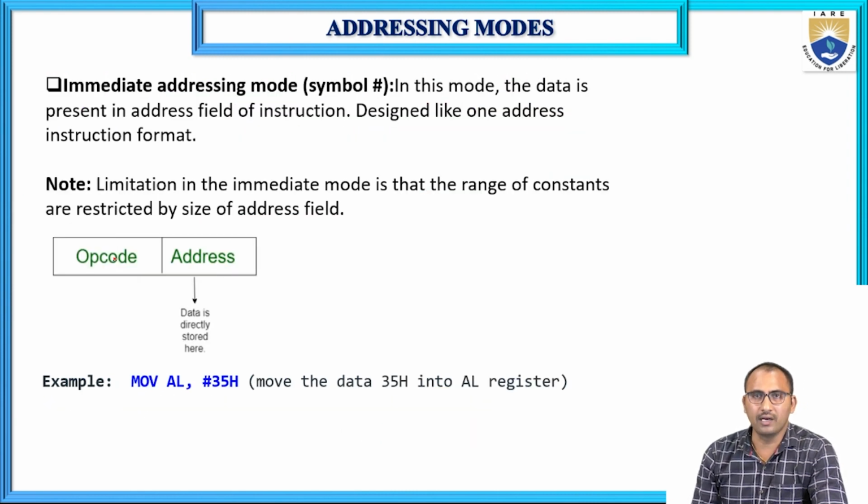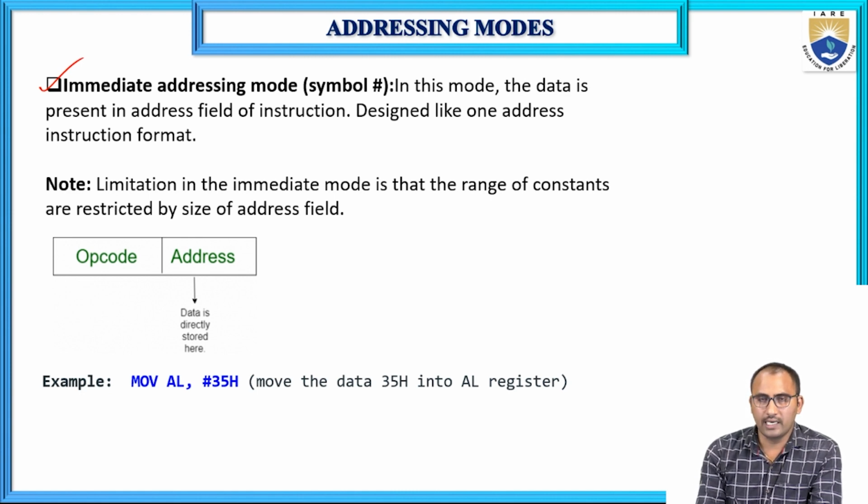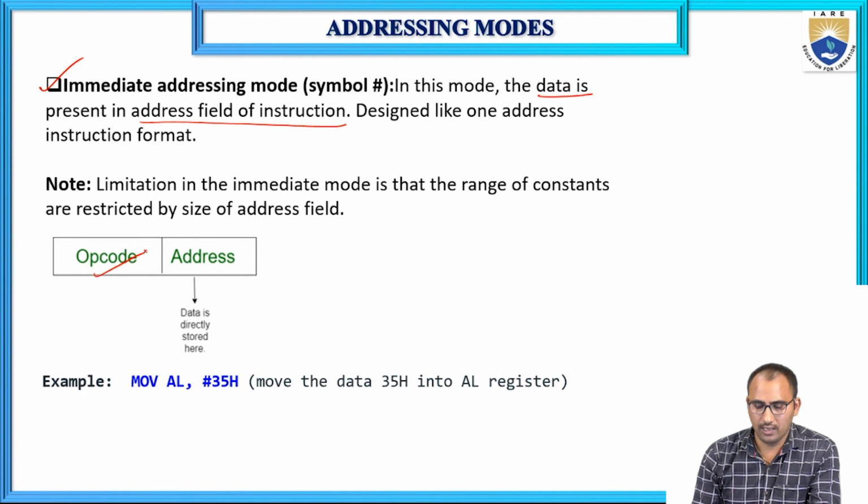And coming to the second one, that is immediate addressing mode. In this immediate addressing mode, the data is present in the address field of the instruction. This is an instruction format: the first field is the opcode field and the second one is the address field. In this address field, we are specifying the data. Data is nothing but the operand.